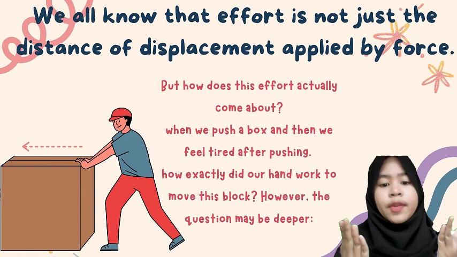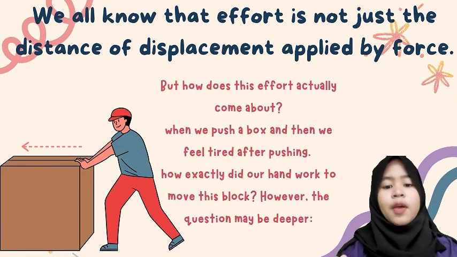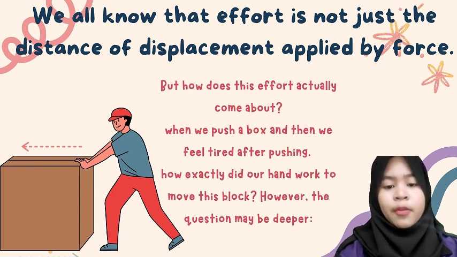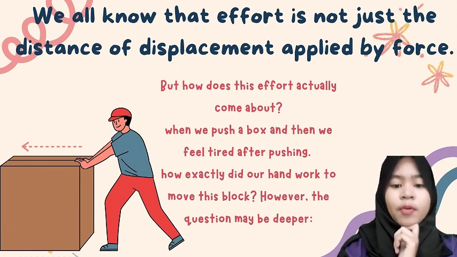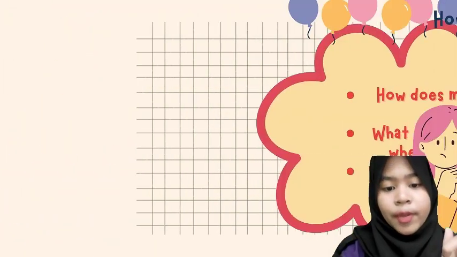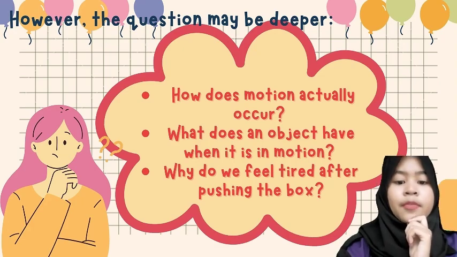Now that we know work is not just the distance of displacement applied by a force, how does work usually come about? Let's take a simple example. When we push the box and then feel tired after pushing, how exactly did our hand work to move this box? However, the question may be deeper. How does motion actually occur? What does an object have when it's in motion?